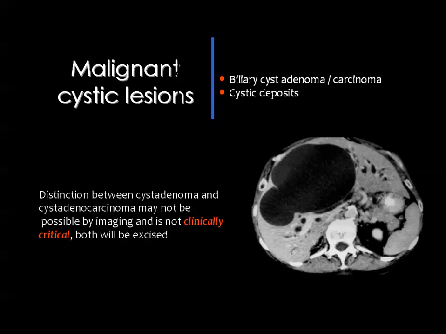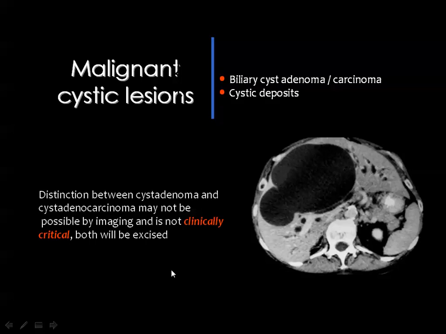Then we have 4 cystic lesions in the liver that are benign, and these are the simple cyst, the abscess, pyogenic and amoebic, the hemangioma, and the hydatid cyst. And I have explained to you how you can easily discriminate between these lesions. Then we have an exception to the rule, which is the cystic lesion that can be malignant. And we have 2 possibilities here, the biliary cystadenoma or cystadenocarcinoma and the cystic metastatic deposits.